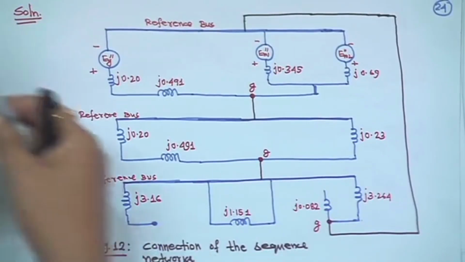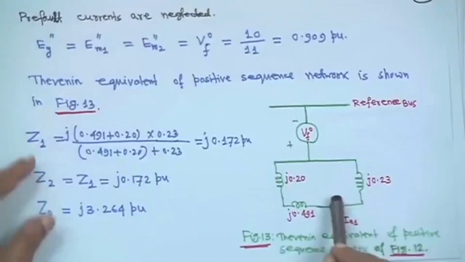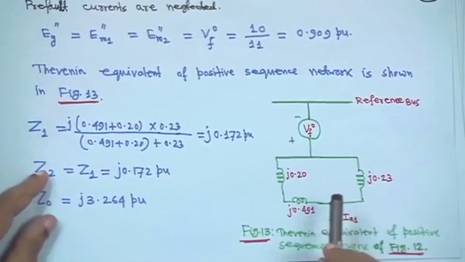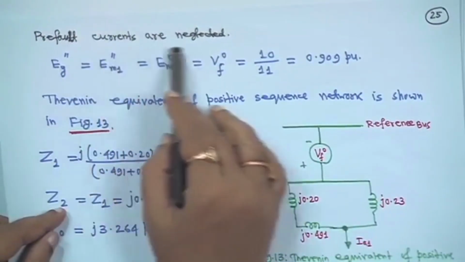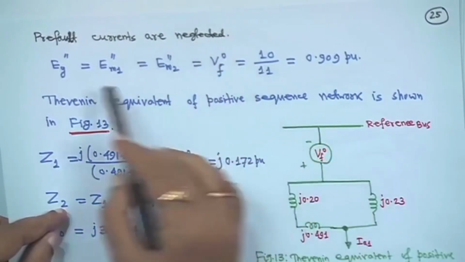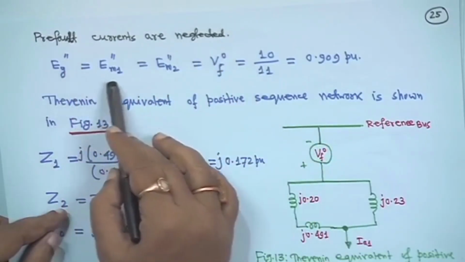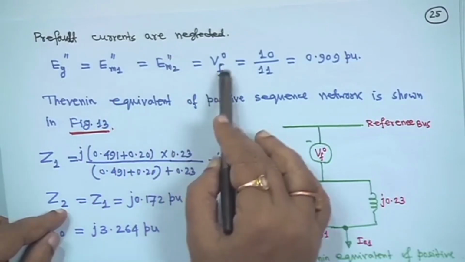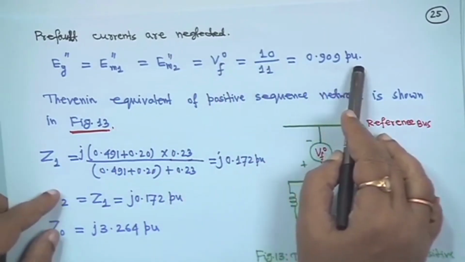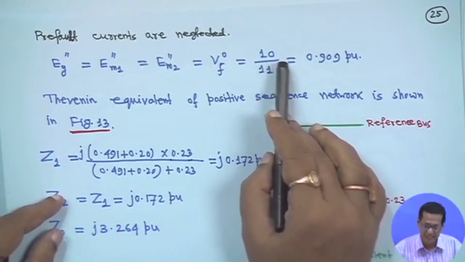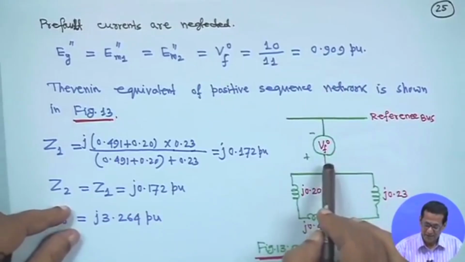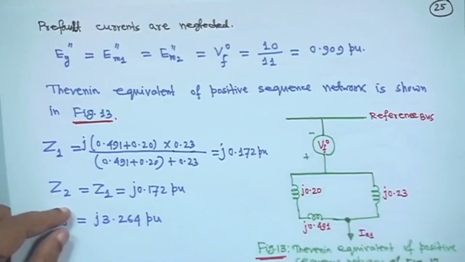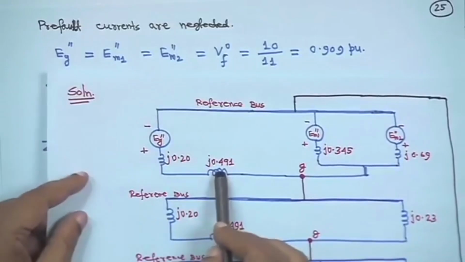Now, if you make the Thevenin equivalent for the positive sequence network, the motor side voltage was 10 kV. The pre-fault currents are neglected. So we can say Eg'' = Em1'' = Em2'' = Vf0 = 10/11 = 0.909 per unit, since the motor side terminal voltage is 10 kV and the base kV you have taken is 11. So this is my Vf0.